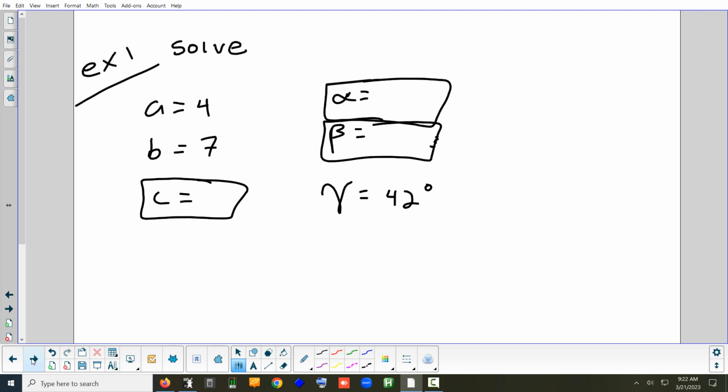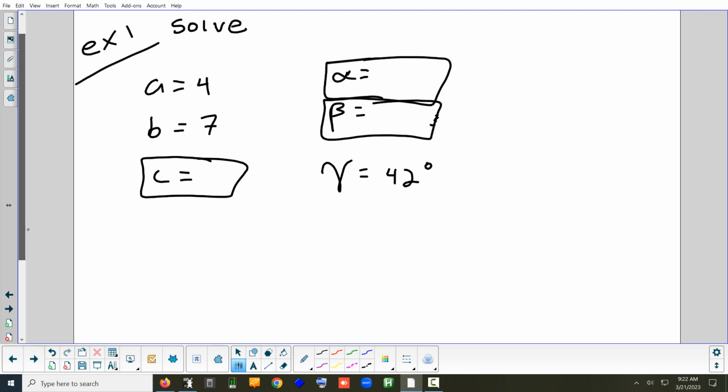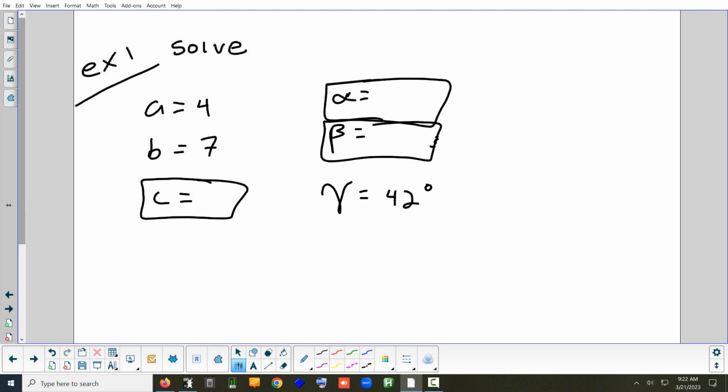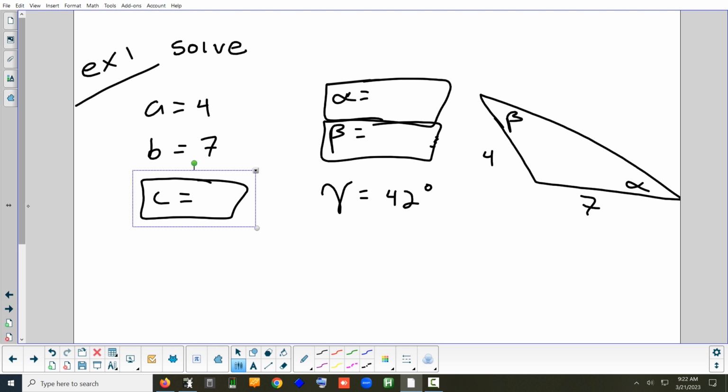Now, how do we know looking at that table that this is or isn't a law of sines problem? Since we don't have a full row, that means it has to be law of cosines. The other way to think about it is to sketch it. Put A across from alpha. Put B across from beta. And then put C across from gamma.